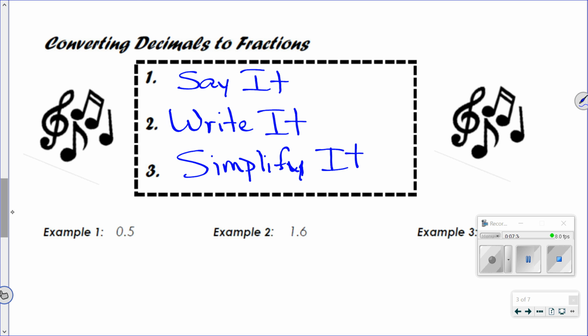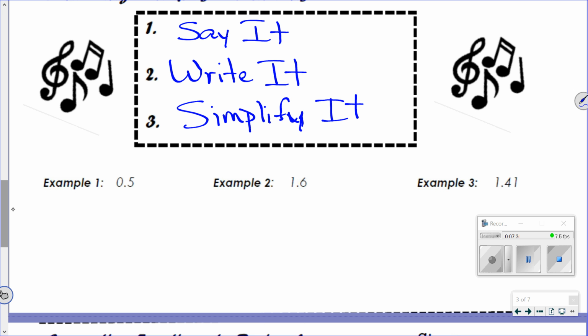Okay. So, here's what I mean. Let's put this into action. Example 1. How do I say what we've written there? Jackson. Good. 0 and 5 tenths. Well, you said point. Go and hit yourself on the back of the head. I'd do it for you, but I don't want to get in trouble. So, 0 and, then we write it. 5 tenths. Now we simplify it.